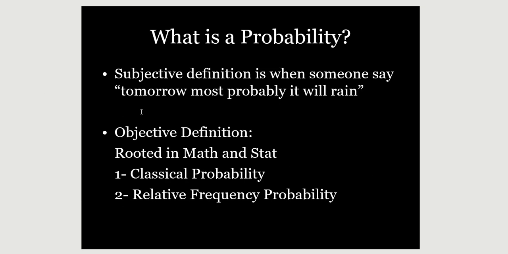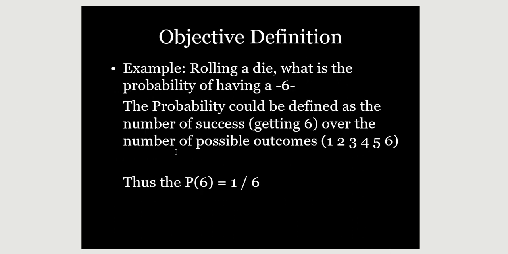So we start off saying that we're going to talk in this course about objective probability, the one that is rooted in math, also known as classical probability and relative frequency probability. We're not talking about subjective probability. The definition I'm going to give to probability is very simple. When you have an event that can have multiple outcomes, one or multiple of these outcomes could be considered a success, and therefore the probability of this success occurring would be the number of ways this success can occur divided by all possible outcomes.